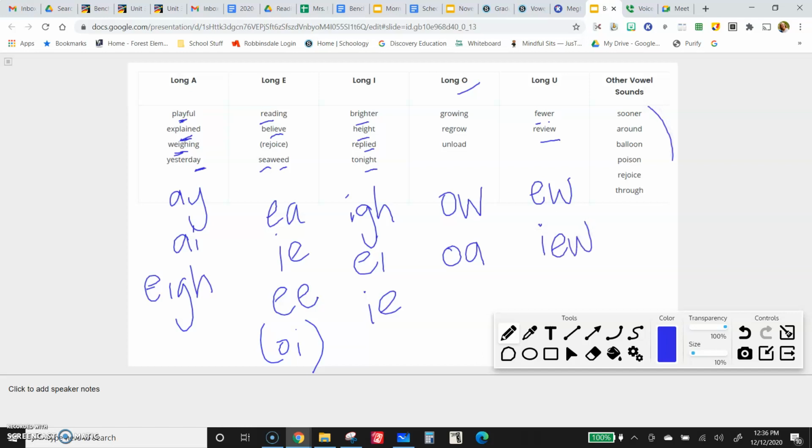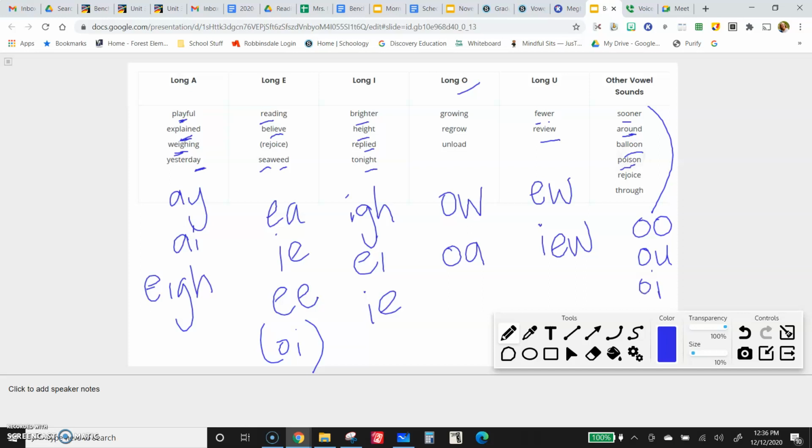Now there's some other vowel sounds. O-O. A lot of you would try to say that was long or short, but it's just an other sound. Ooh: sooner, balloon. So it's not long or short, it's just another sound. Arrow, ow, ow is another one that's that other sound. Two vowels together can say that.